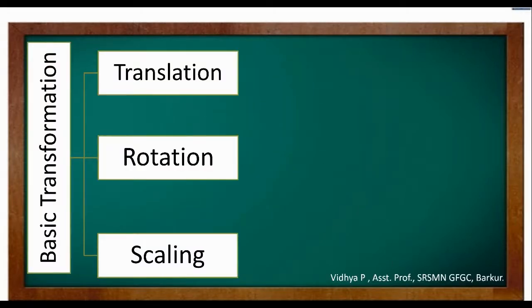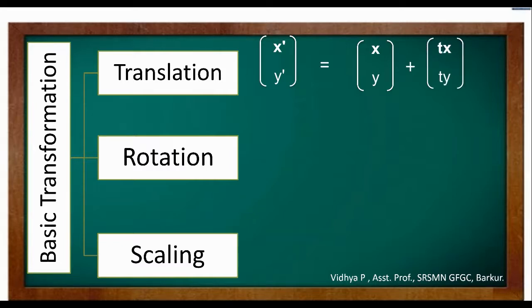So in this video we discussed about basic transformation, translation, rotation and scaling. Translation means moving an object along a straight line path. Rotation means rotating an object or change of orientation with respect to origin, and scaling is change in size or shape of an object. The translation can be represented in a matrix like x dash y dash is equal to x y plus tx ty, where tx ty is the translation vector.